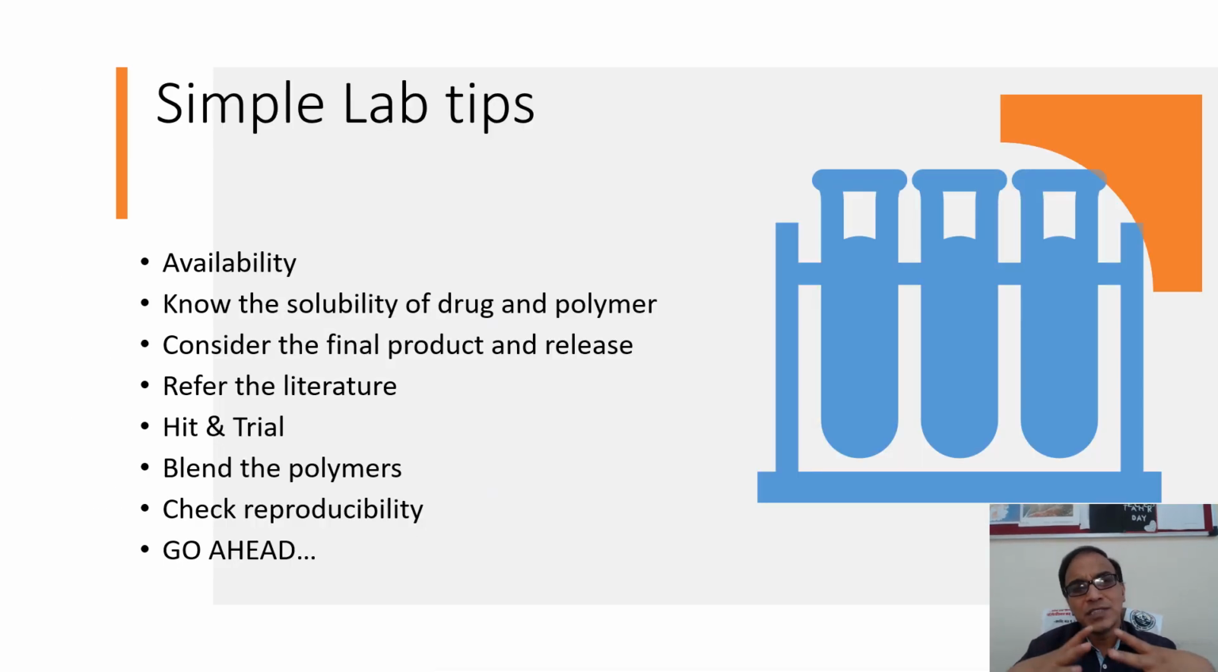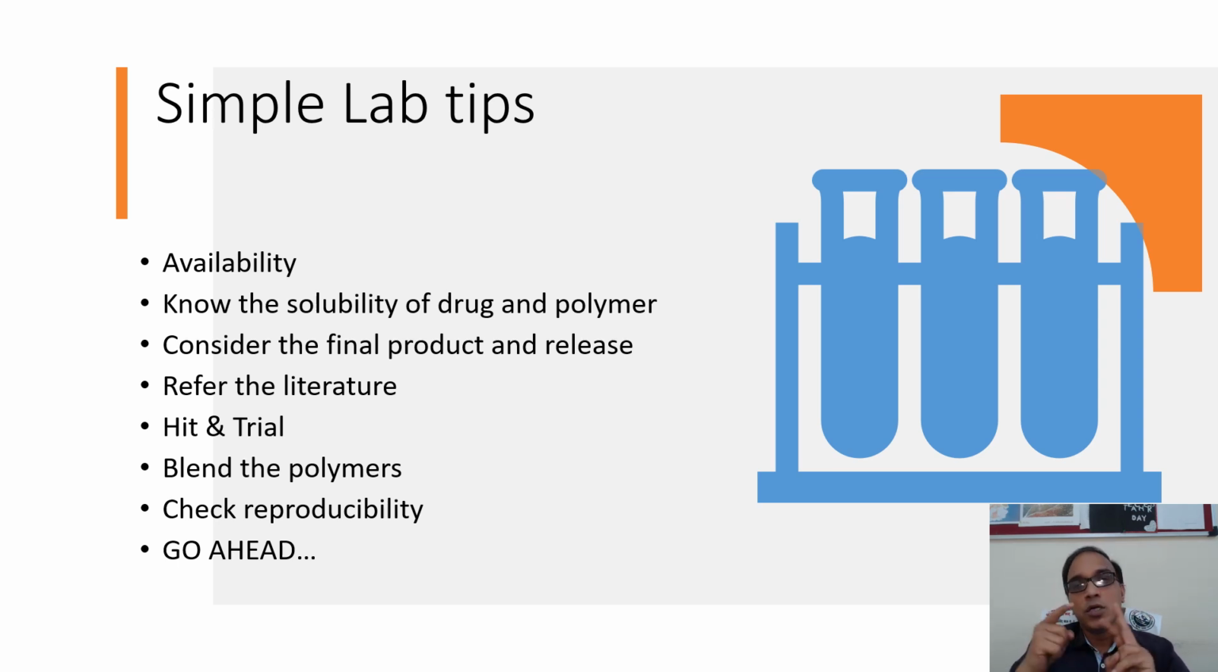Now let me give you some simple lab tips. It would be very useful for your practical work, for your practical project or dissertation work. Availability is the first and foremost point. When we are working in academic research, in our institute, first we will have to procure and ensure that this polymer is with us. Don't go for a polymer which is in the literature and which is not in your reach. It would be futile. Though the polymer may be very good for your work, the availability and the cost are very important factors. First of all, you should ensure the availability.